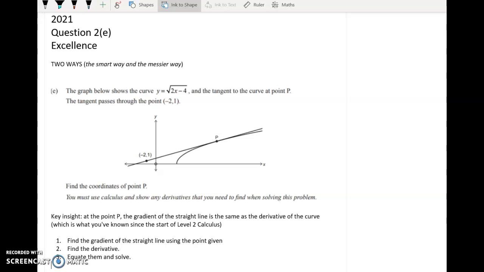So the graph gives us a curve, and the curve has got a pretty simple equation, y equals root 2x minus 4. And it also gives us the tangent to the curve at point P, and the tangent goes through this point here. And we have to find the coordinates of point P.